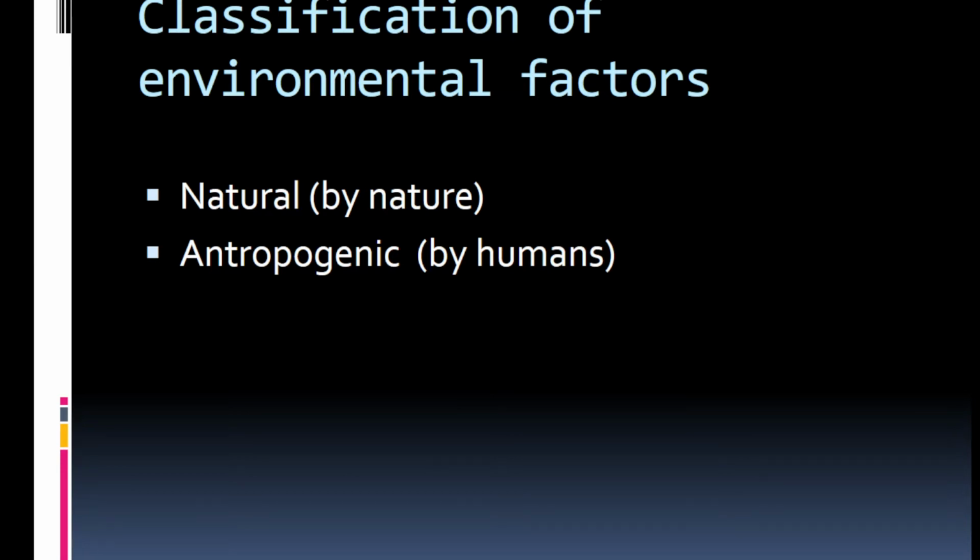So first of all, let's determine the classification of different environmental factors. We can divide these factors at least into two groups. It's natural factors, because these factors are created by nature, and the anthropogenic factors. We have the effect of these factors due to the activity of humans. These are factors which are formed by humans' activity.